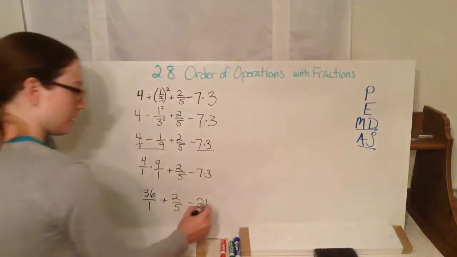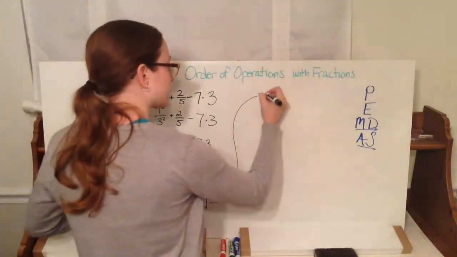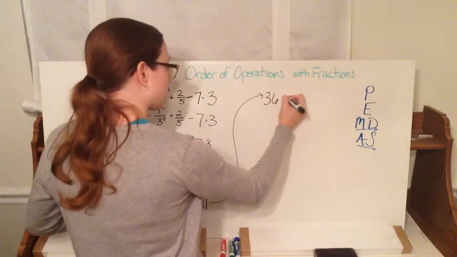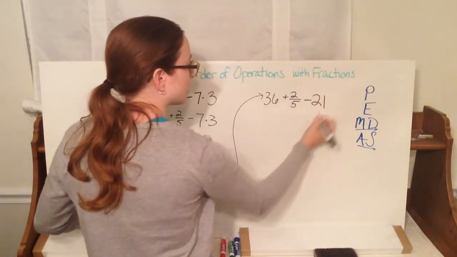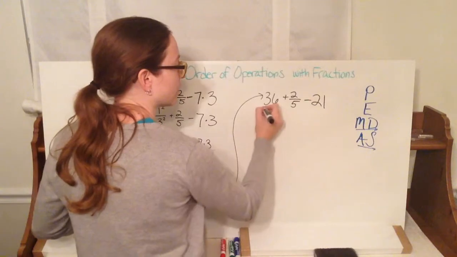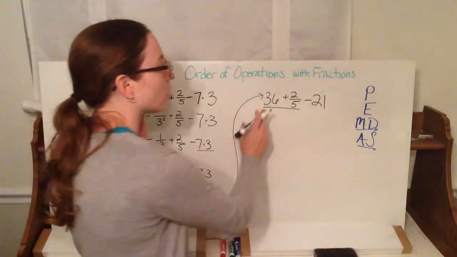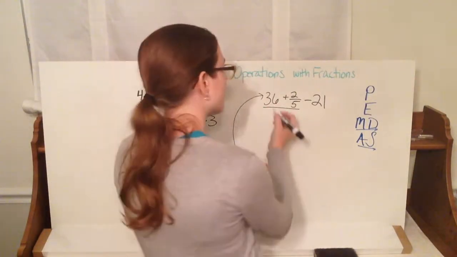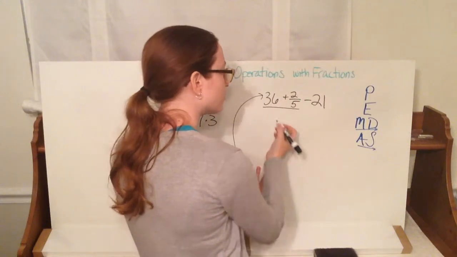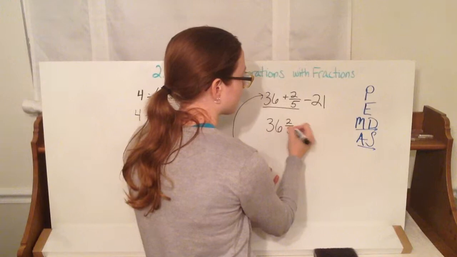Okay? So up here, to finish this problem off, I have 36 plus 2/5 minus 21. We've finished multiplication and division. We're on to addition and subtraction. Hopefully you remember that a whole number plus a fraction is simply a mixed number. So 36 plus 2/5 is 36 and 2/5.